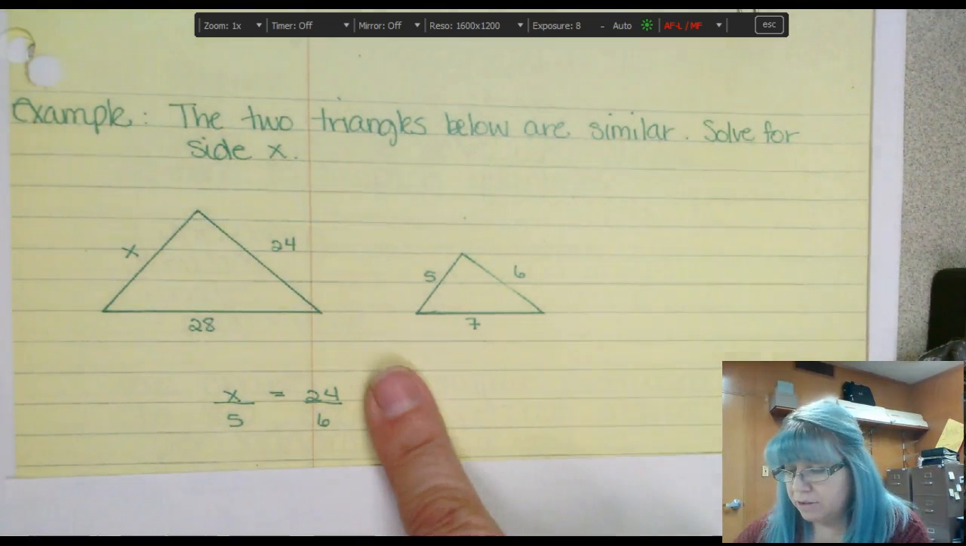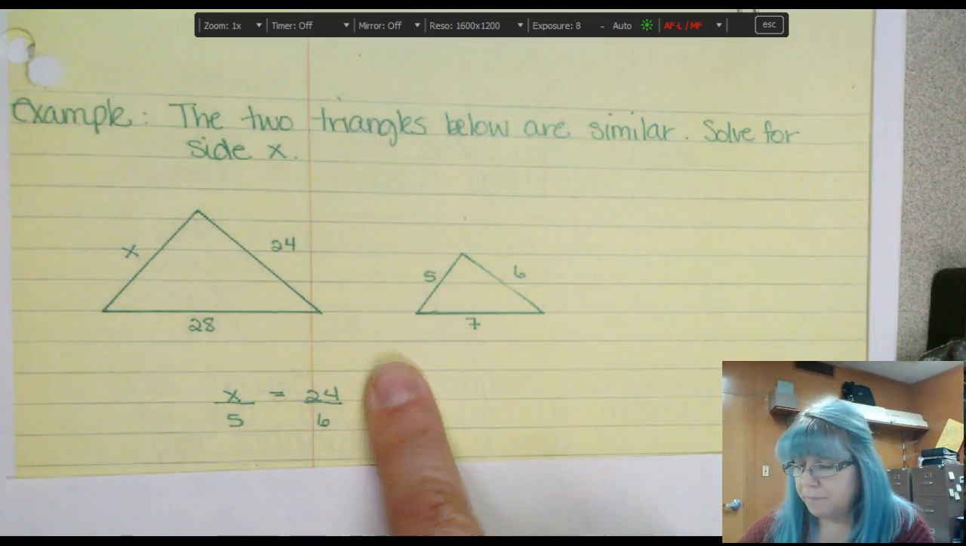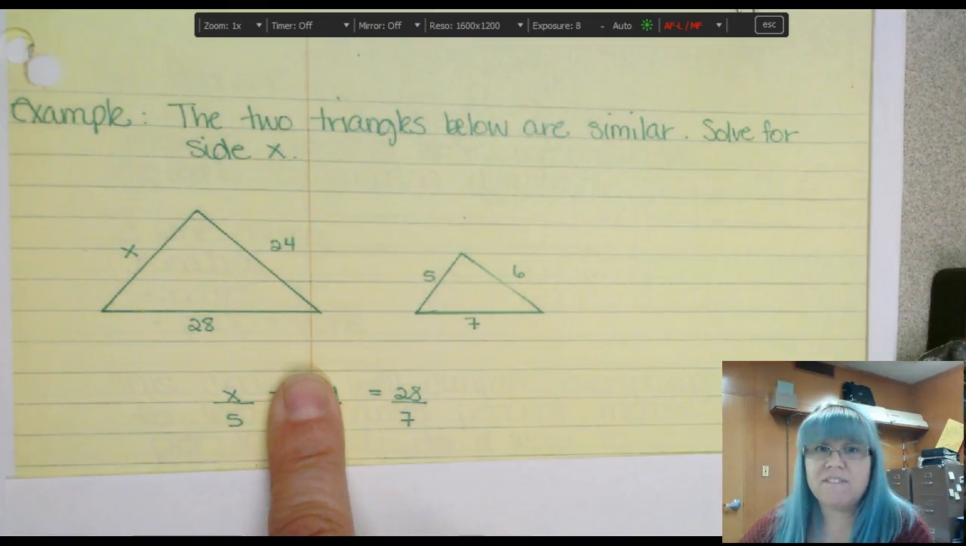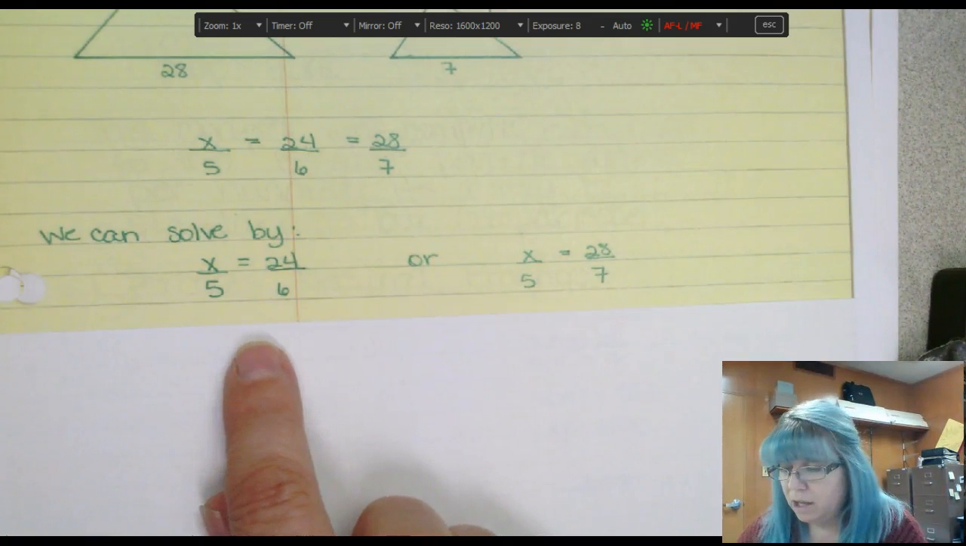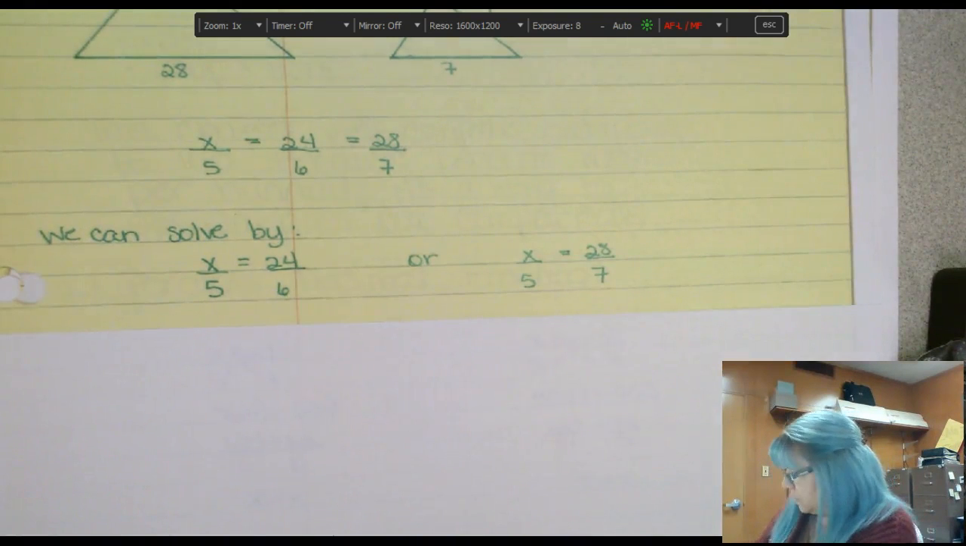We can either do the extremes of x and 6 and the means of 5 and 24, or we can select x and 7 and 5 and 28. So it's up to you which math you want to do, but both are very valid to work out what x is. Since we can solve either one, I'll go ahead and work them both out. So let's see.